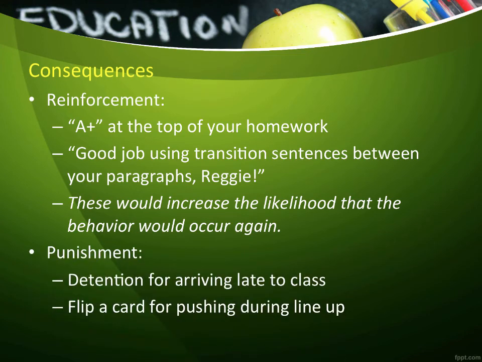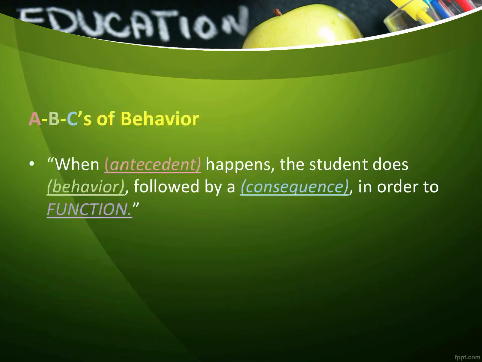If we were to look at punishment, it might be detention for arriving late to class, or maybe a flipping of the card for pushing during lineup. These would more likely decrease the likelihood that the behavior happens again. Therefore, when an antecedent happens, the student does the behavior followed by a consequence in order to get something or get out of something, the function.